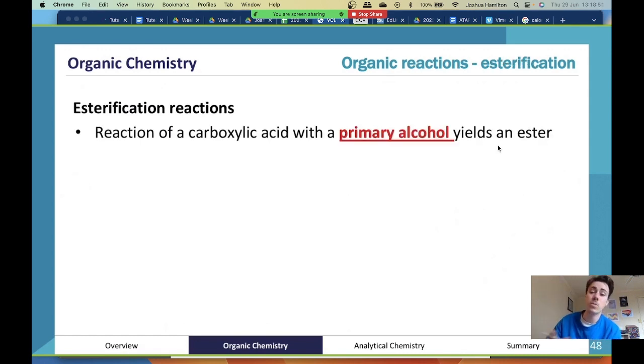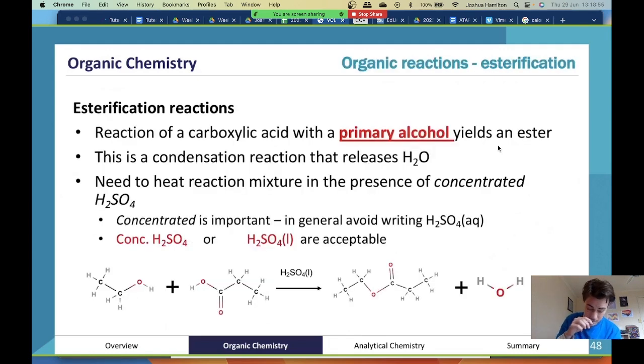So esterification is where we form our ester, and we've already talked about this very briefly. But as you can see here, you have a carboxylic acid with a primary alcohol. Really important, you have to put it with a primary alcohol, and it yields an ester. So this is a condensation reaction, which releases H2O. You need to heat the reaction mixture with the presence of concentrated H2SO4.